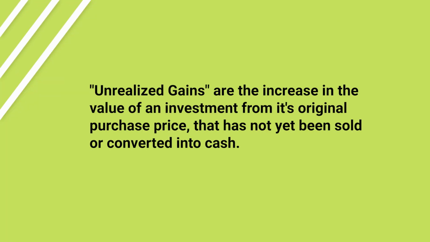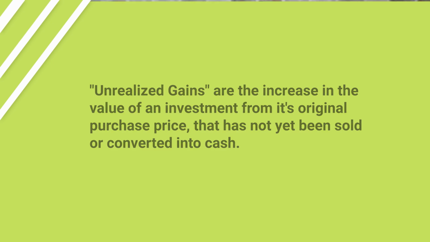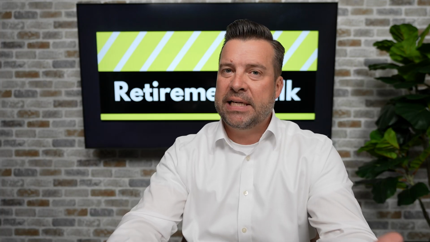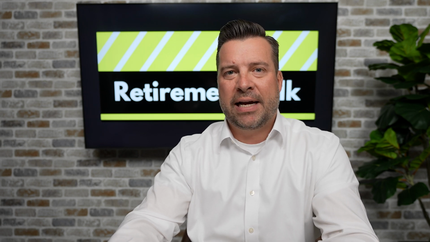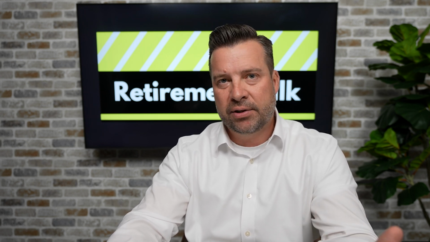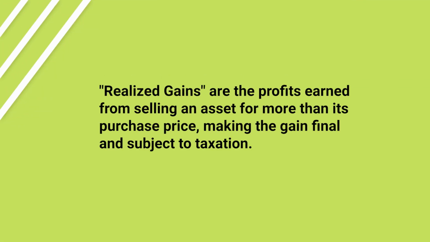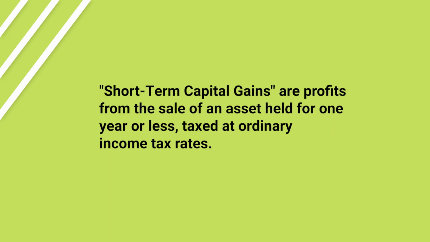Unrealized gain is the amount of profit from my original purchase price to the value today. If I bought the stock for $10 and it's now worth $15, but I still own it, that's an unrealized gain. It means I haven't sold it. Once you sell that stock, the gain becomes realized, and that's when the taxable event happens. If you have owned that stock for less than 12 months, it will be considered a short-term capital gain.